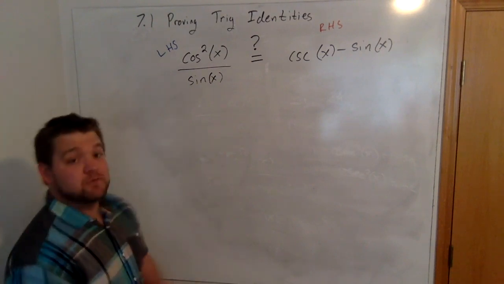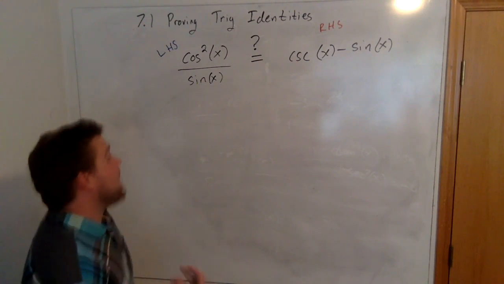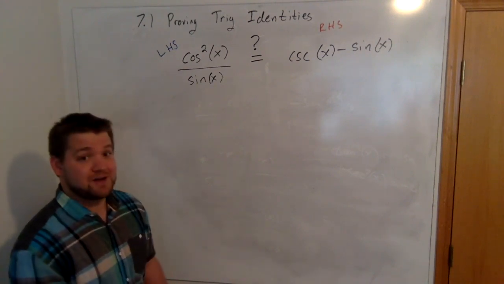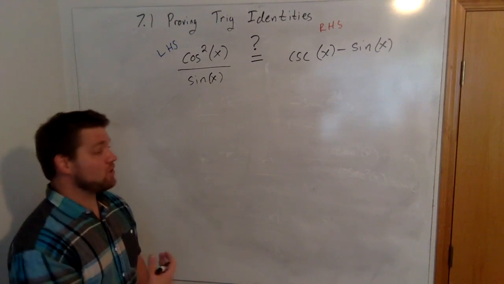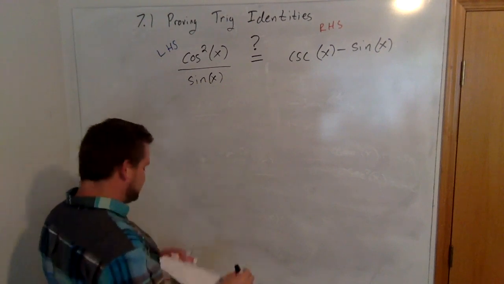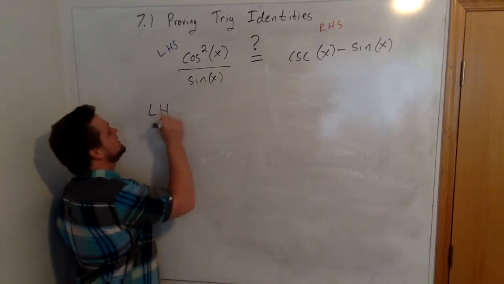Well, it's going to be different for every problem. Usually, what I'm going to try and do is pick the side that looks more complicated. Sometimes they'll both look pretty complicated. Just pick one side, start working with it, and see if you can make it look like the other side. So for right now, let's start with the left-hand side on this problem.